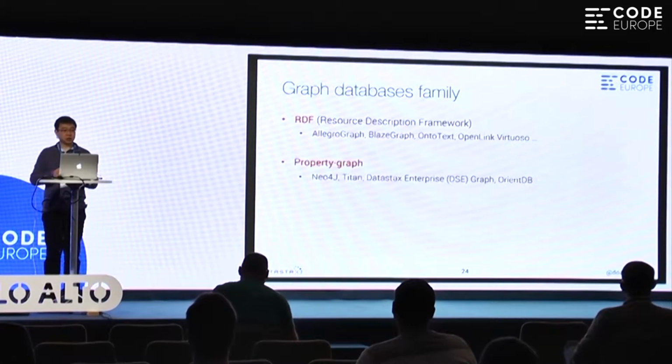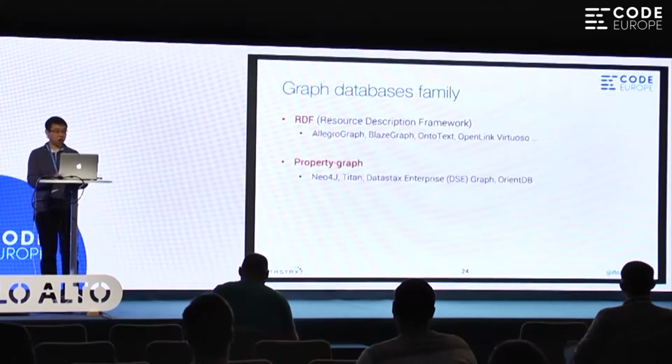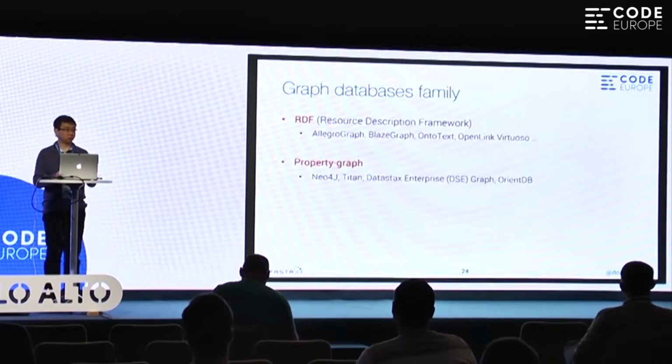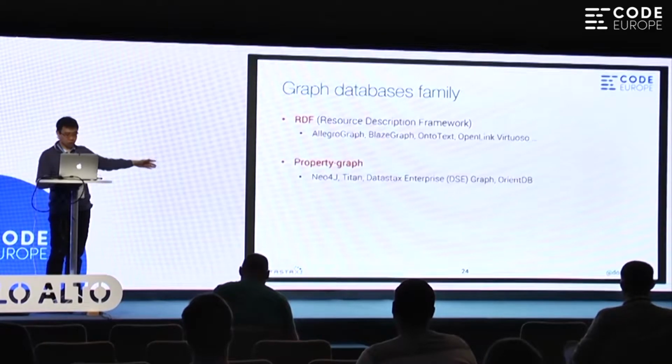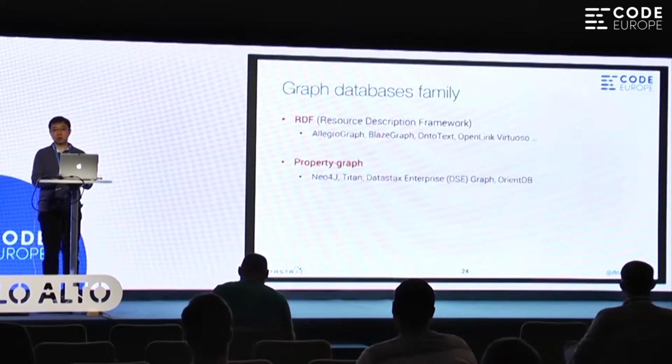Some words about the graph database family. You have two kinds of graph database: RDF, which is based on a resource description format, and property graph. So my talk will be focused on property graph. So here you have some vendors which support Gremlin: Neo4j, Titan, DataStax Enterprise, which is a graph database built on top of Cassandra, OrientDB, and so on.